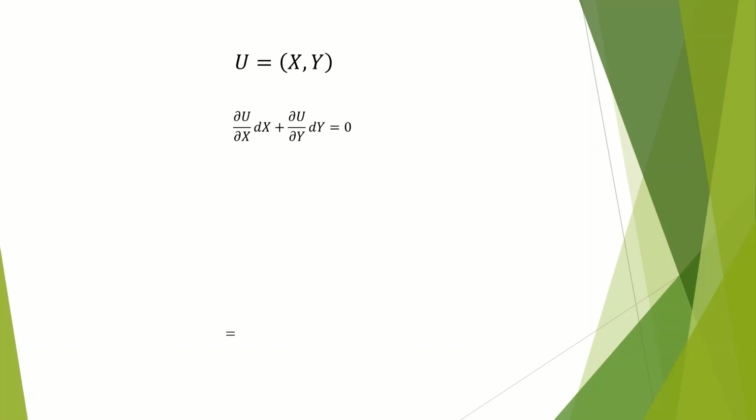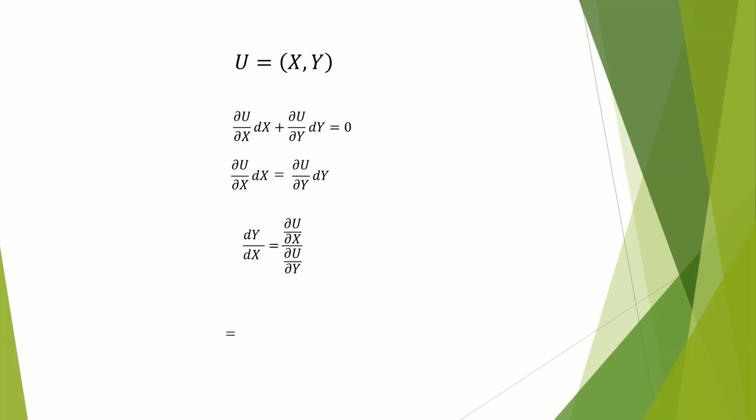Then take du dy to the other side, and you get that. Now what you need to do is make dy dx the subject of the formula. Remember, dy dx is the marginal rate of substitution. Make dy dx the subject of the formula and you are going to end up with that. dy dx is equal to du dx over du dy.